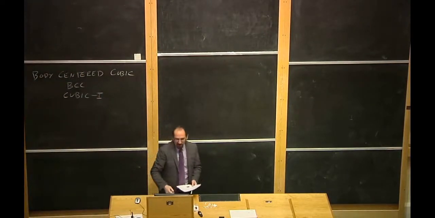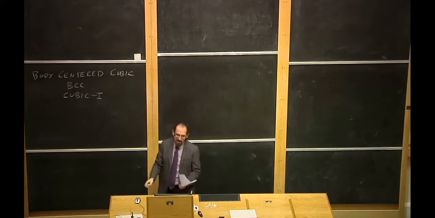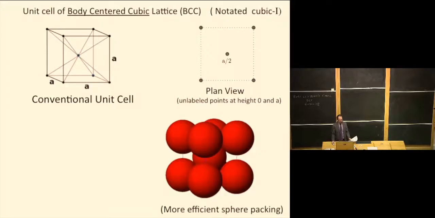The conventional unit cell of the body-centered cubic lattice looks something like this. There's 1 point shared among all of the 8 corners, 1/8 times 8 of them, and then 1 in the center of the conventional unit cell, making 2 lattice points in the conventional unit cell. You can look at the thing from above in this plan view scheme where you label all of the heights appropriately. So this point here corresponds to this point here, and it says unlabeled points are at height 0 and A. So this point is at height 0 and height A.